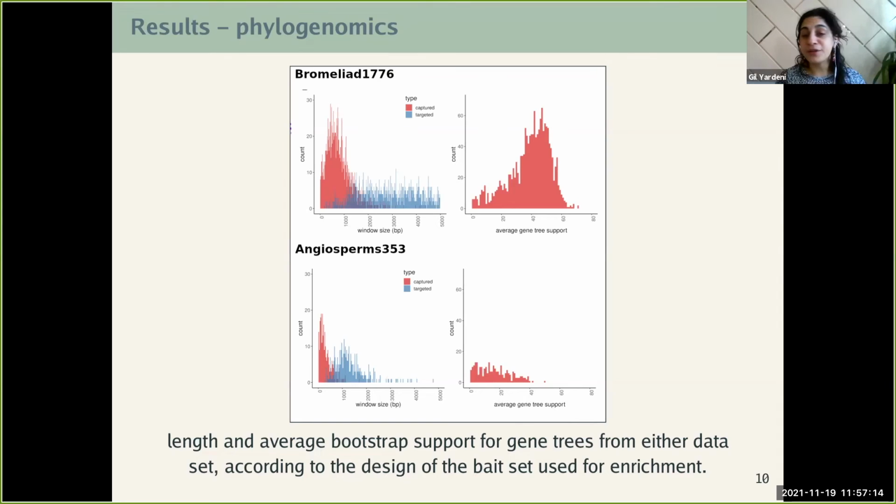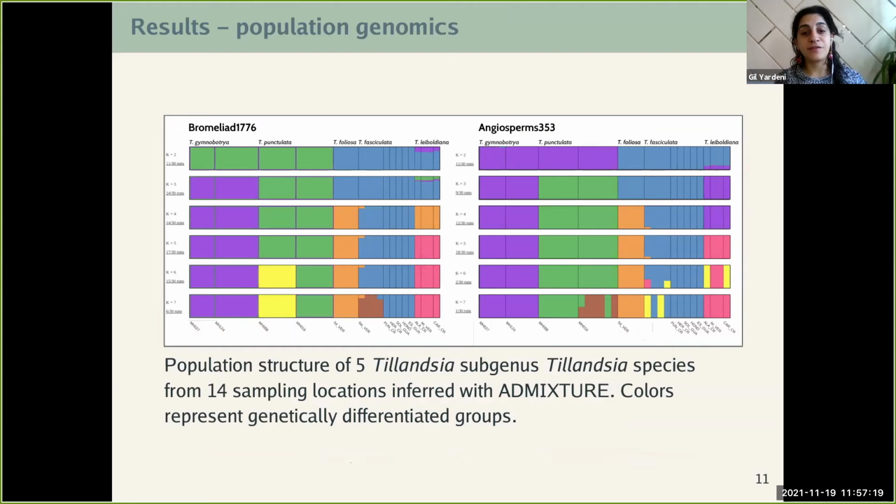As I said, we also wanted to perform population genetic analysis. So here I have the inference of population structure that we did using ADMIXTURE. And again, we see the 2 different sets. And in general, we didn't find a strong population structure. We were able to retrieve the population of the different species, but that's about it for our tillandsias. And we see different values of K from K2 all the way down to K7. So again, we didn't find big differences. You can see it in the colors.